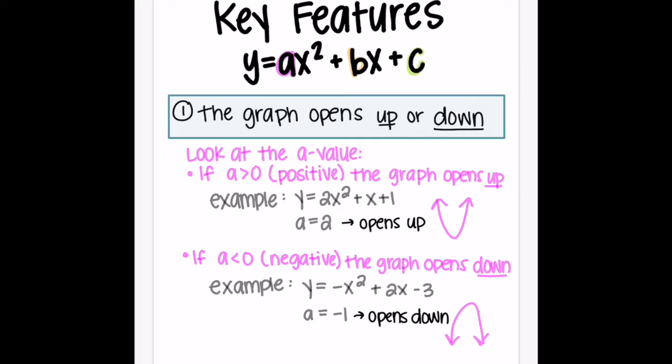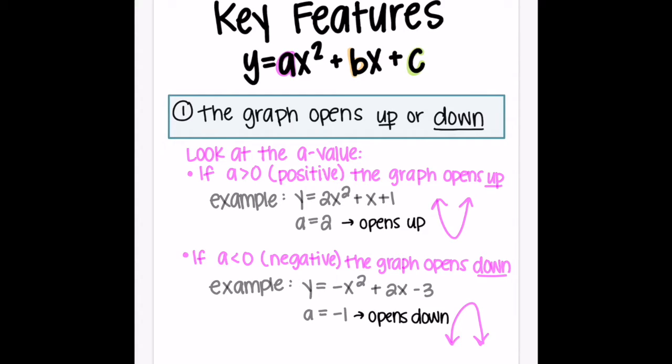If the graph opens up, it would look like a U facing upwards. That happens when the a value, the number in front of the x squared term, is positive, meaning it's greater than 0. Then the graph will open upward. We have an example here. If you had this equation and you didn't have the graph to look at, you would look for the a value. Our a value is 2, and that is a positive number, so that graph would open upward.